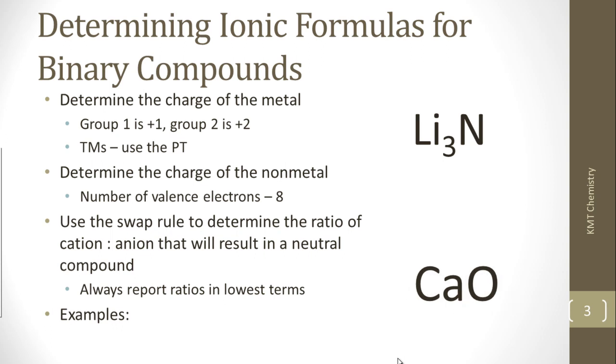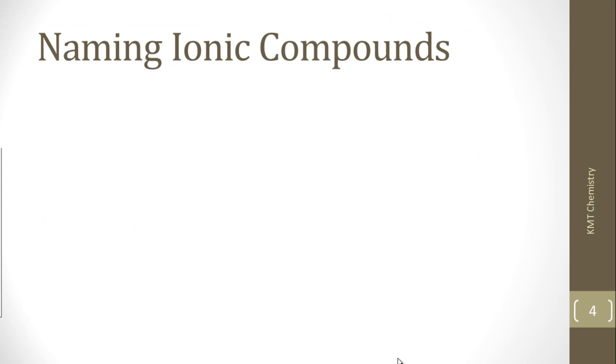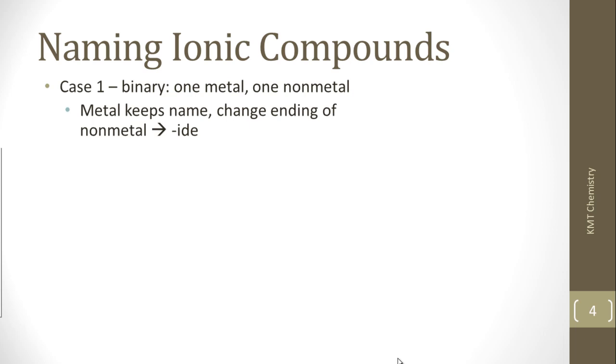When naming ionic compounds, there are three general categories that all ionic compounds fall into that you need to know about. The first is the simplest: binary ionic compounds, one metal, one nonmetal. For the metal, leave the name as it is. For the nonmetal, change the ending of the element to IDE. An example of this is strontium bromide, shown on the right. This is a binary ionic compound because there is one metal element and one nonmetal element, even though there are three atoms in the formula.